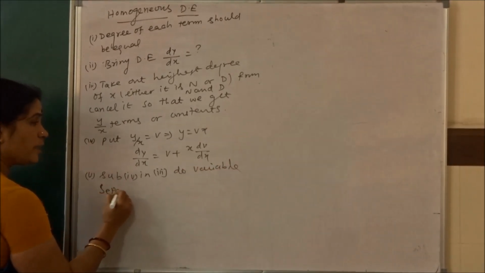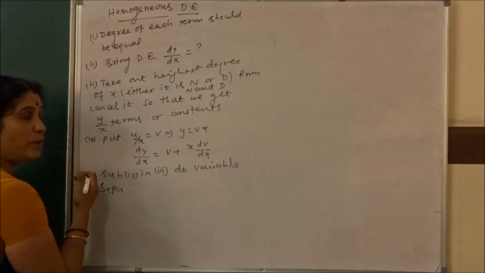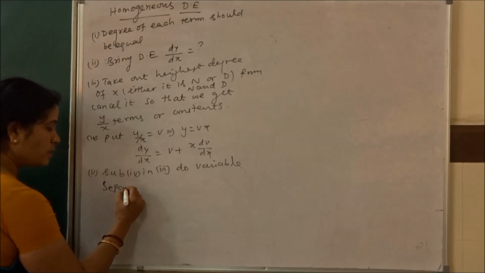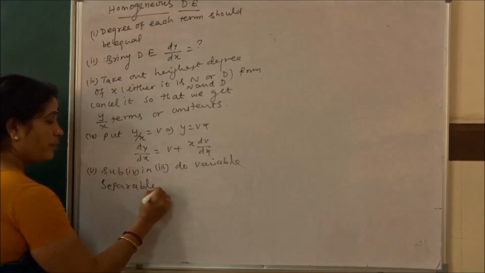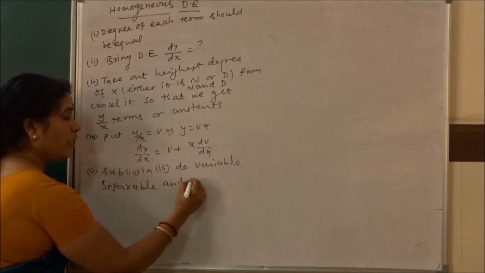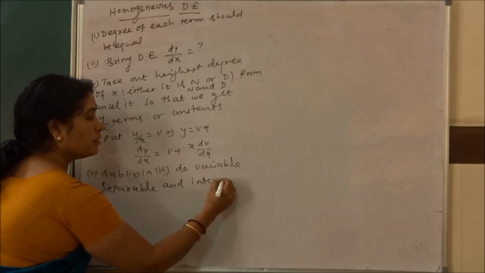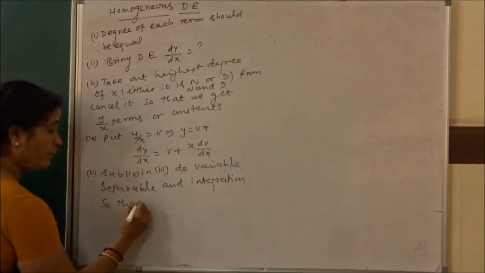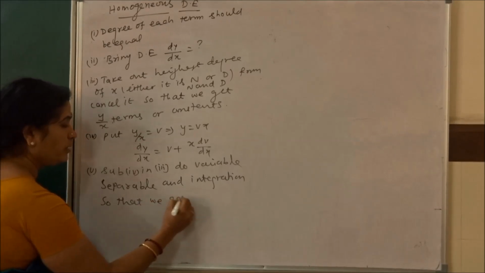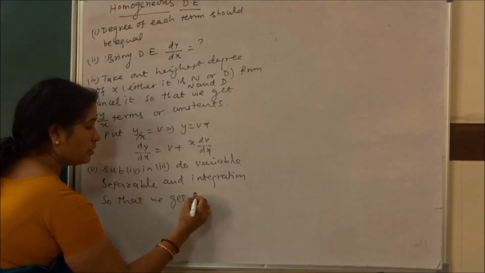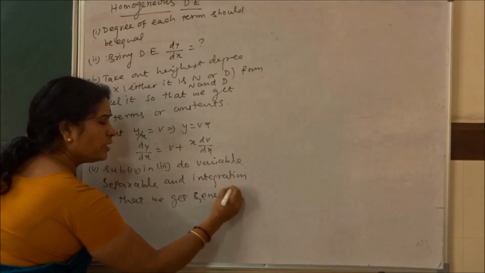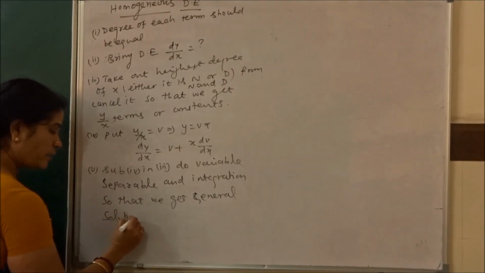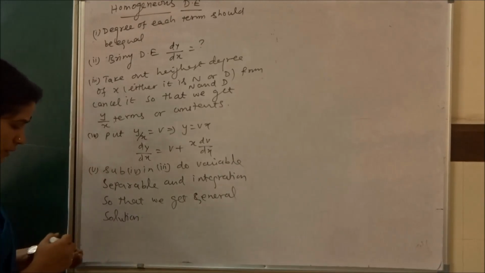do variable separable. Variable separable means collect all v and dv on one side, x and dx on the other side. Do variable separable and integration so that we get the general solution. Are you clear what I am saying? It is one of the most important general solutions. Once again, I will explain all these steps at the time of the example.